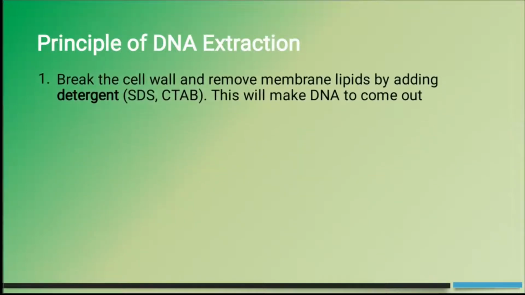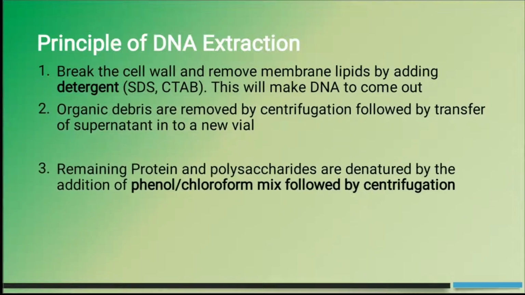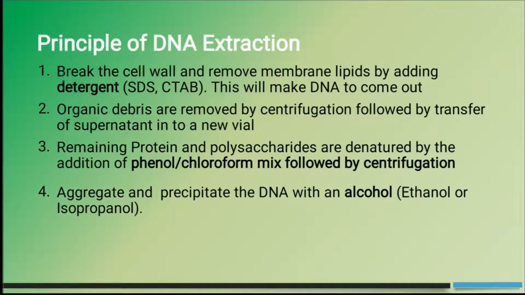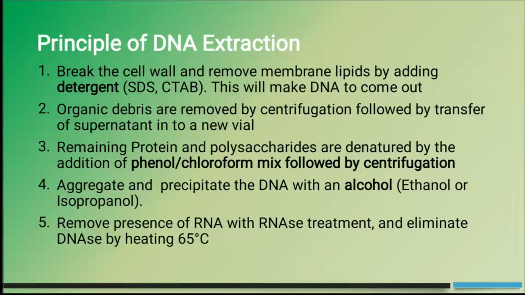Now we will see the basic principles of DNA extraction methodology. In plants, the genomic DNA is present inside the nucleus and plant cells are surrounded by a cell wall. So we have to break the cell wall and remove the phospholipid membranes by the addition of detergents such as sodium dodecyl sulfate or CTAB buffer. This will make the DNA come out. From there we have to eliminate contaminants one by one and get our pure DNA.